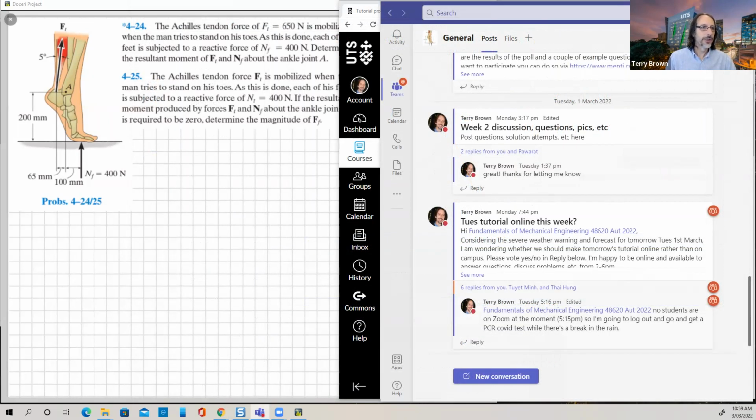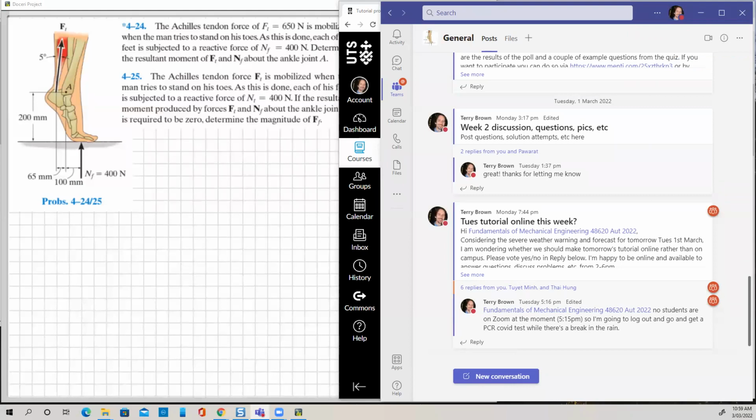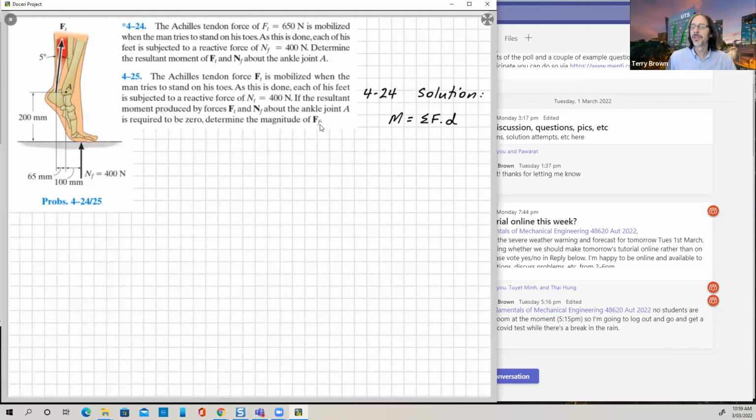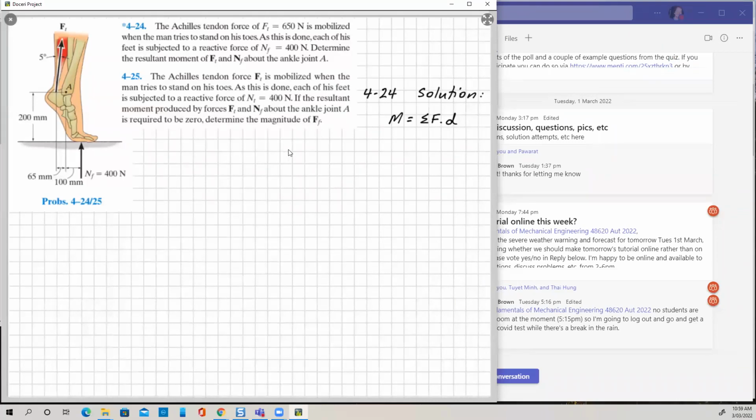Right, so still no numbers, no pictures, no questions. Sorry, Terry. Yep. In the wording of 425, I've just noticed it says if the resultant moment produced by A is required to be 0, determine the magnitude of FF. Oh, it should be FT, I think. Okay, cool. Just want to double check that one. Yeah, thank you. That's what I assumed when I did the poll. Didn't even notice that.